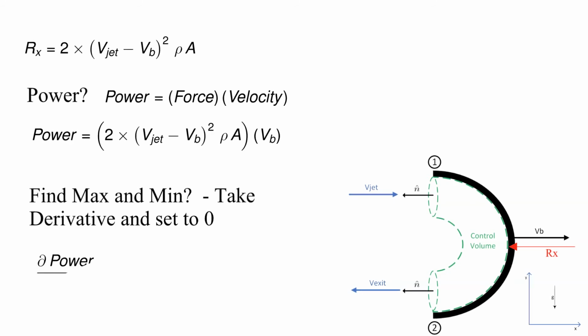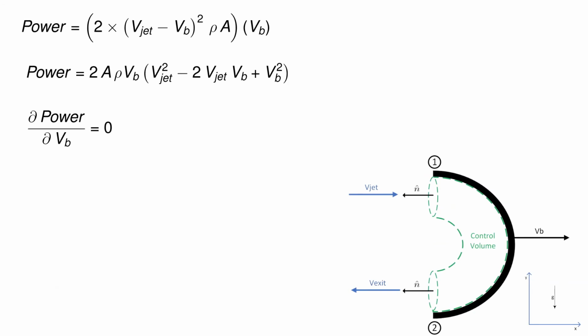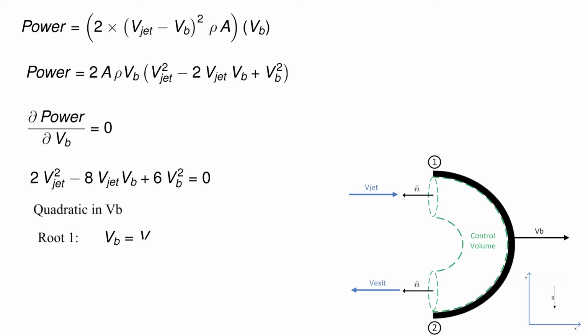We take the derivative with respect to blade speed and set it equal to 0 and solve for the roots. The details are provided here. We end up with a quadratic equation and thus two solutions. The first solution, the blade speed is equal to the jet speed. This is for the minimum blade power.